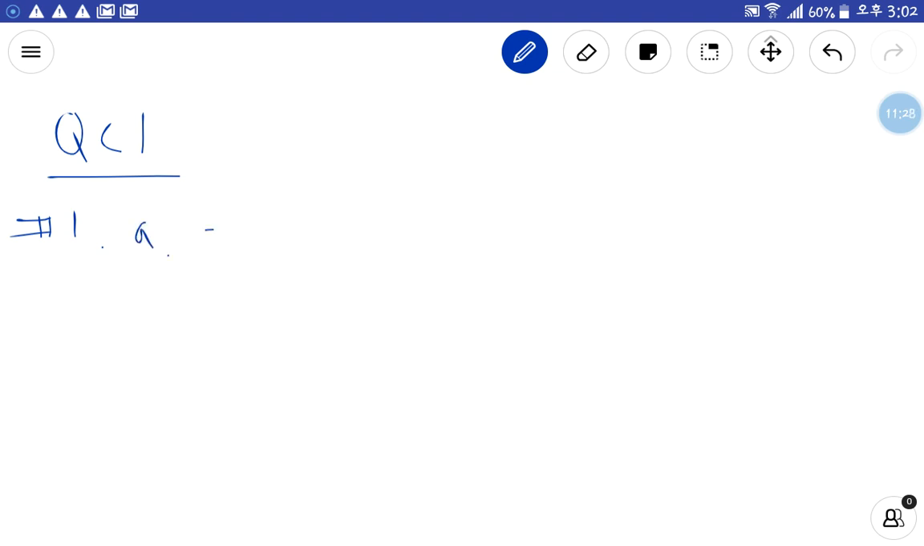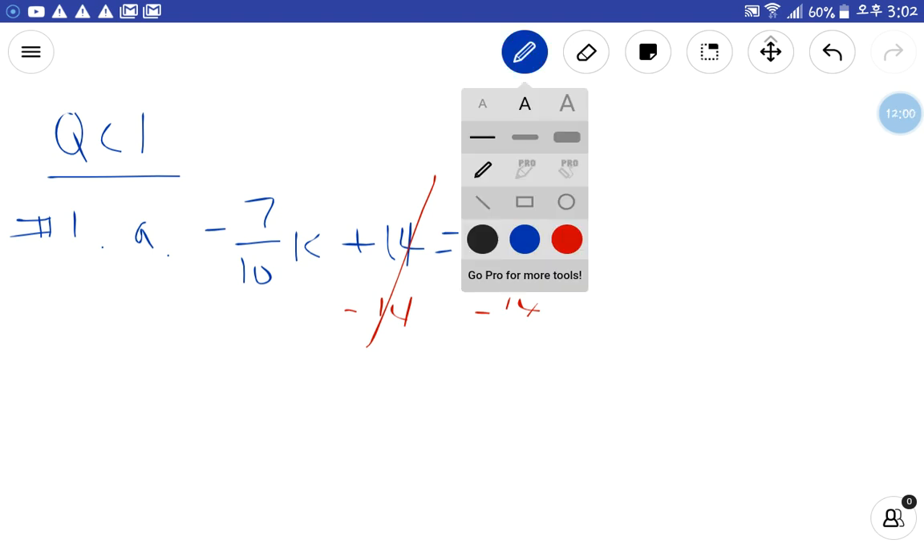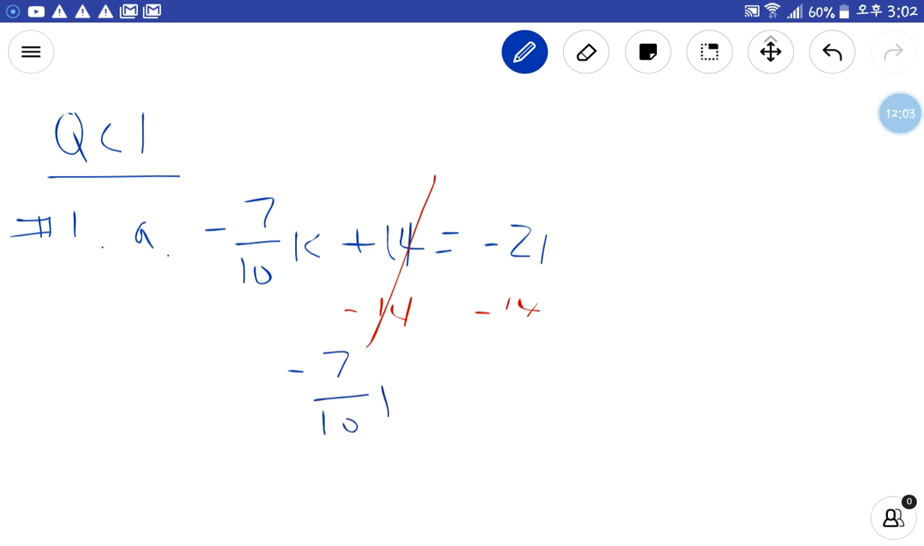Alright, here. A, negative 7 over 10k plus 14 equals negative 21. So do the steps, but we don't have parentheses. So you can go into the second step. We don't have any like terms. You can go into the third step. So undo addition, which is subtract 14 on each side. Then negative 7 over 10k equals negative 35.